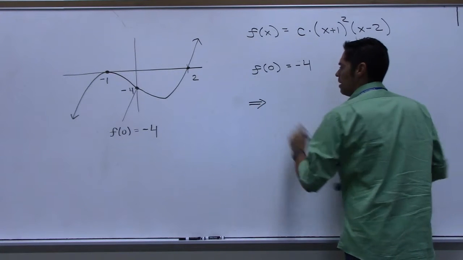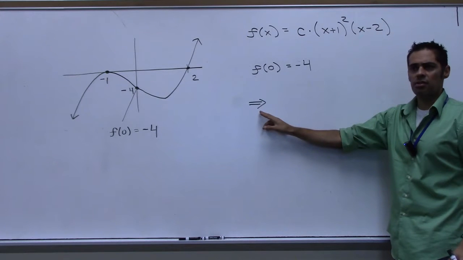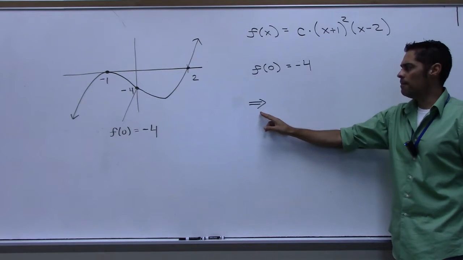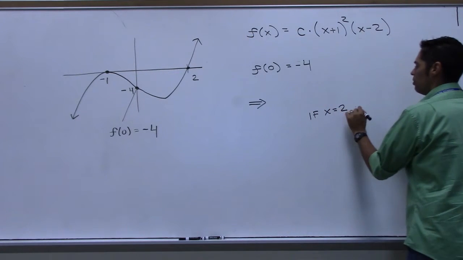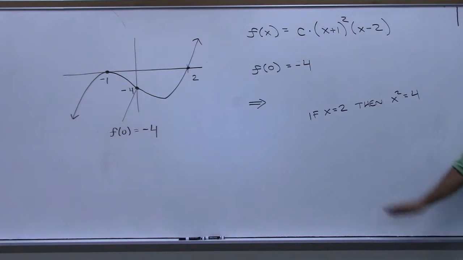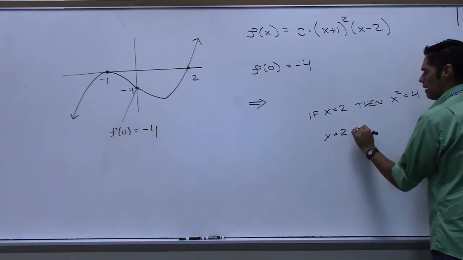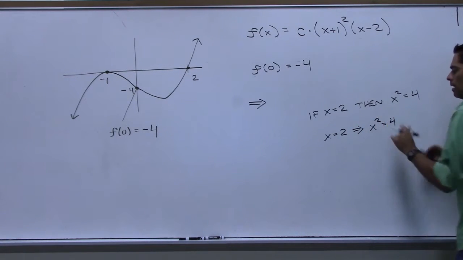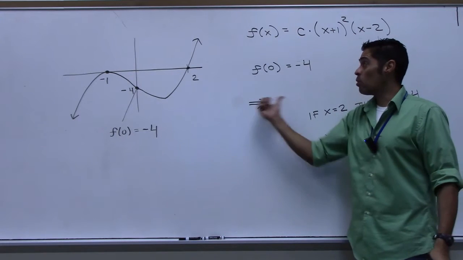That implies, now have you ever seen that double arrow before? This is called an implication symbol. It implies, so that symbol is, like if I write this, if x equals 2, then x squared equals 4. Does everyone agree with that statement? If x is 2, then x squared is 4. Another way to write this is x equals 2 implies x squared equals 4. All right? So this is what we call a forward implication.